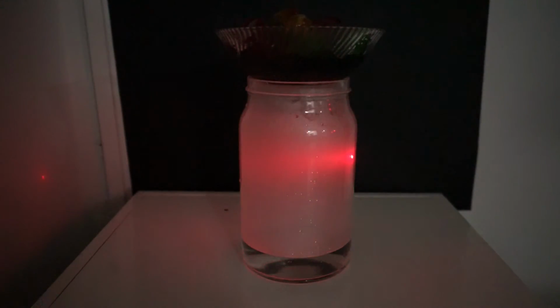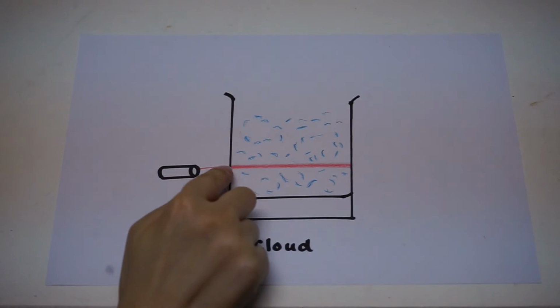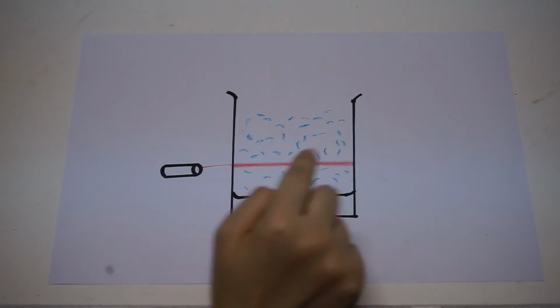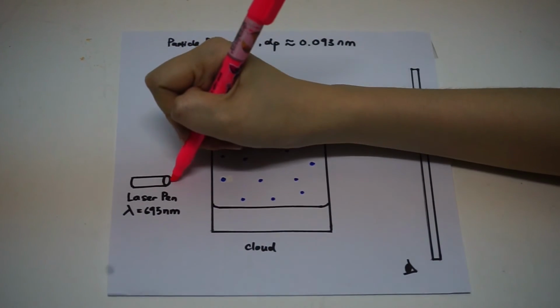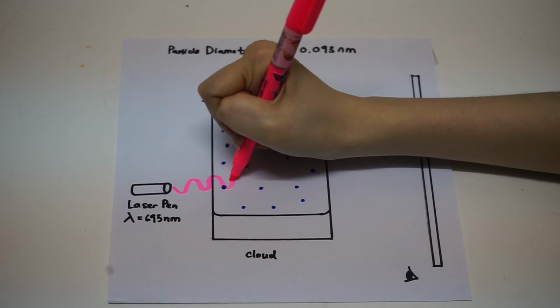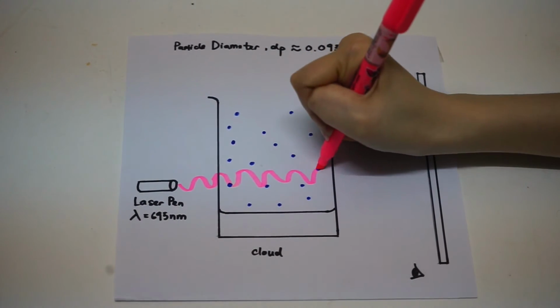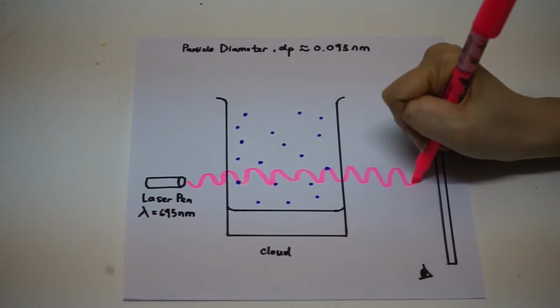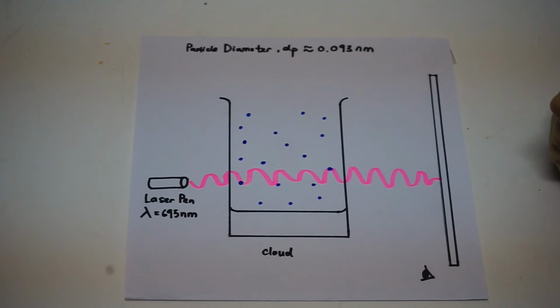Let's see if the cloud exhibits Tyndall effect. No, it does not. When we point the laser beam into the jar, it forms a straight line and does not scatter. Now let's make sense of the science behind this phenomenon. Since the diameter of the water droplets is smaller than the wavelength of the laser beam, it passes through unaffected.